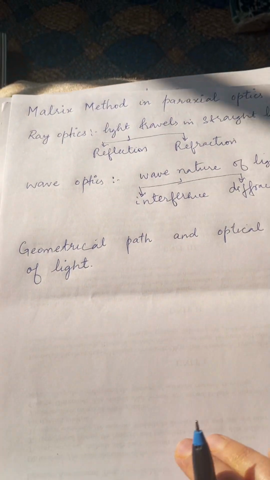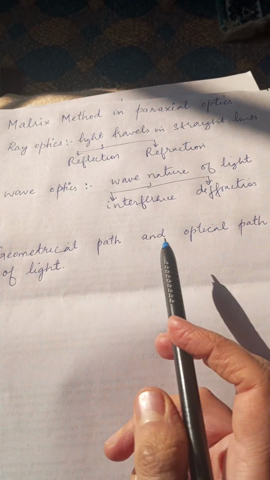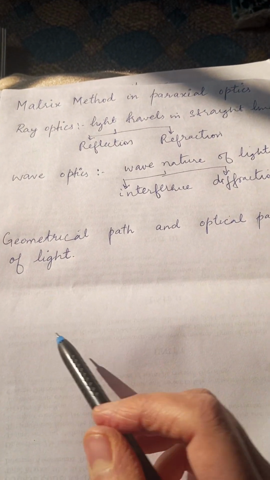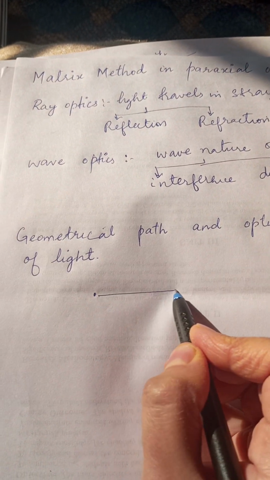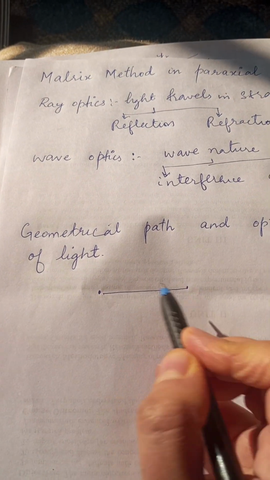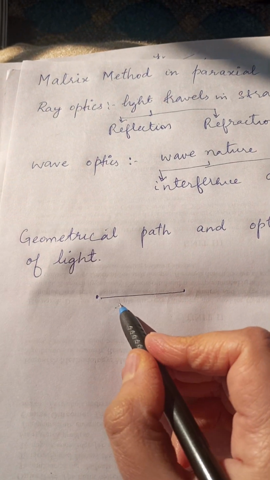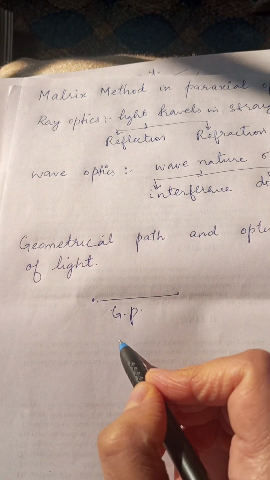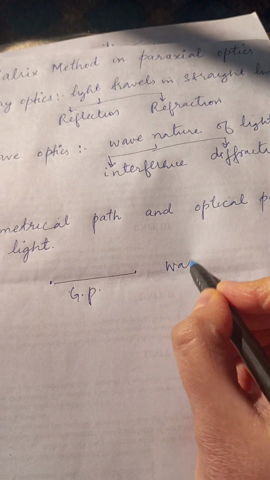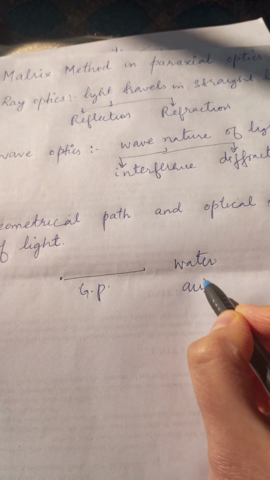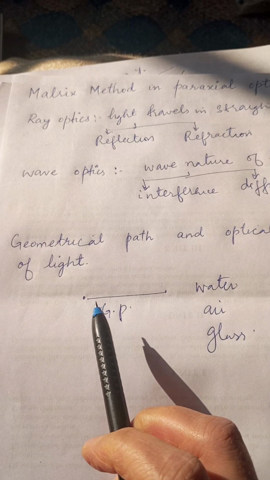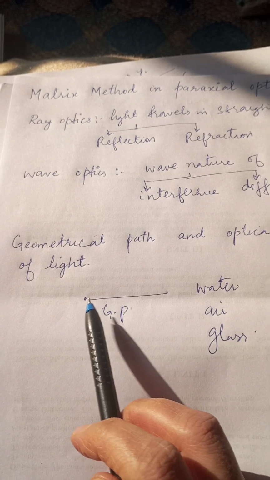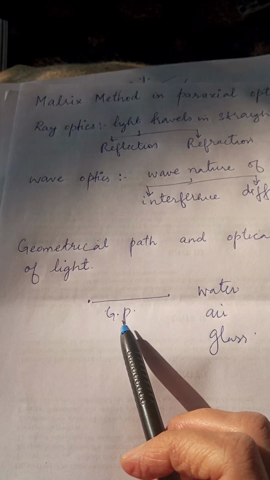The next important thing that you need to know is geometrical path and optical path of light. For example, if light moves from one point to another, this distance will simply be called the geometric path, GP, I call it. Now this medium can be water, it can be air, it can be glass, it can be anything.